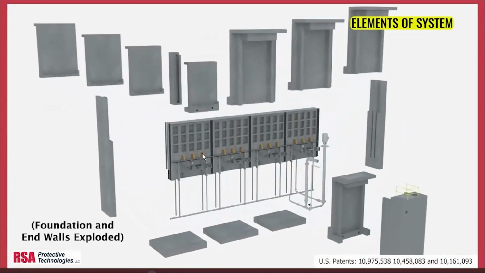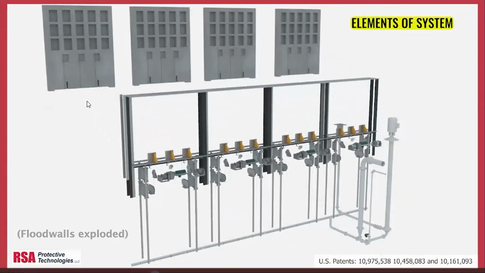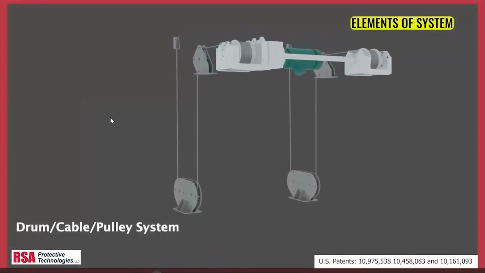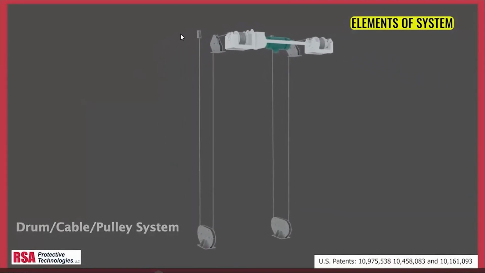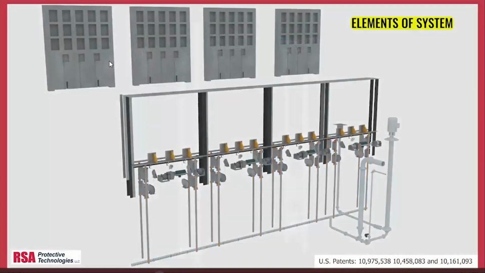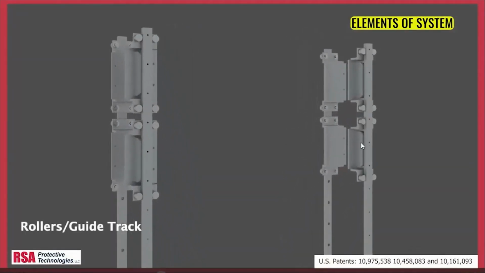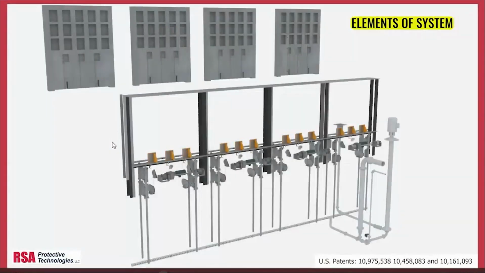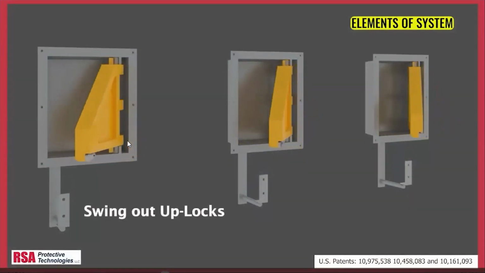Kind of an exploded view of how this is assembled. This is a foundation that's a front and rear assembly. There's a detail of just the winch. You can see how the cables wrap around the lower sheaves and come up and terminate on the opposite side. Linear guides. These are Hillman rollers, which are heavy duty guide rollers, and they run on a steel track. Here's our swing out uplocks.